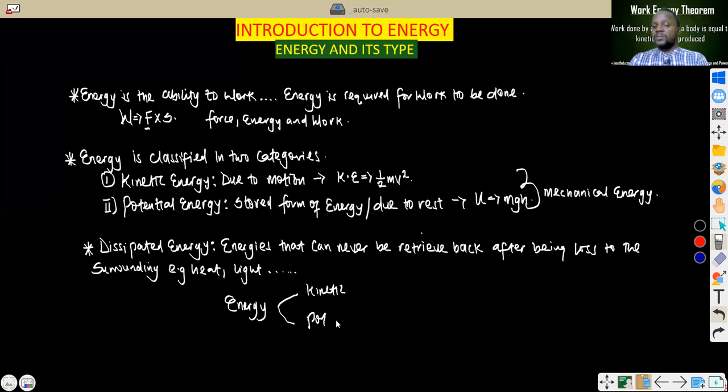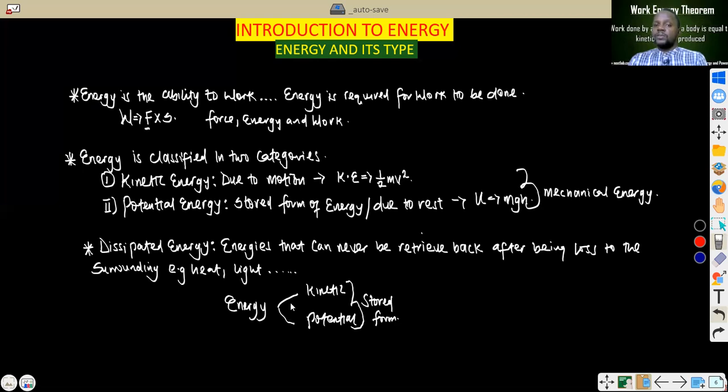Potential energy. Now, this energy that is kinetic or potential energy can be said to be a stored form of energy, because they are stored in the body. Potential energy is the stored form of energy. Kinetic energy is energy due to motion. So these two types of energy can be conserved.